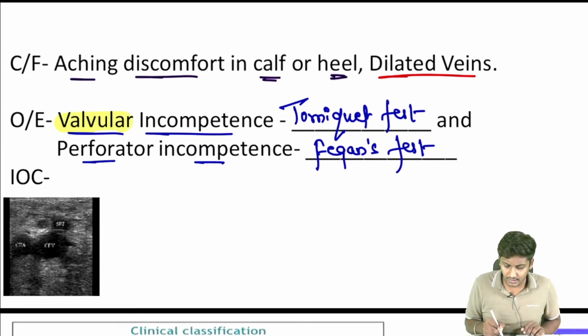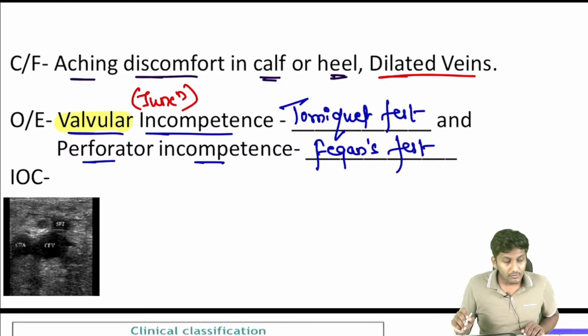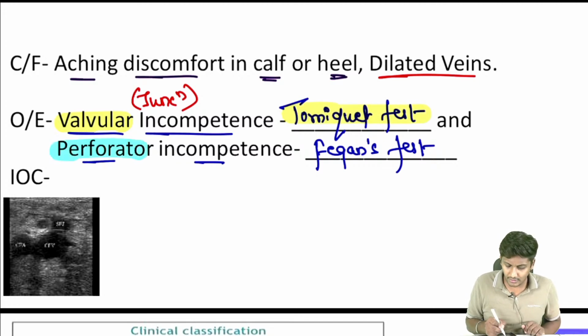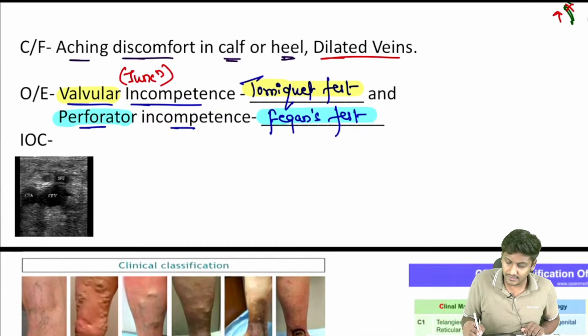Valve incompetence देखने के लिए at the level of junction, valvular incompetence at the level of junction, definitely we do a test known as the tourniquet test, and to check the perforator incompetence we do a test known as the Fagan's test. No issues with this, anybody?